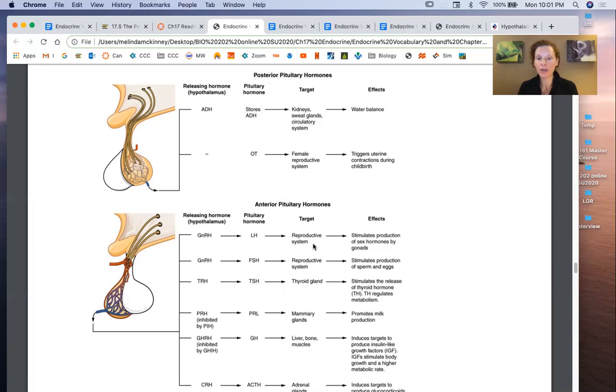So this is going to target the gonads. So in the female, the ovaries, and in the male, the testes. In both of those, it's going to stimulate the release of sex hormones. So estrogen, progesterone, testosterone, those things. So there's this cascade of events.